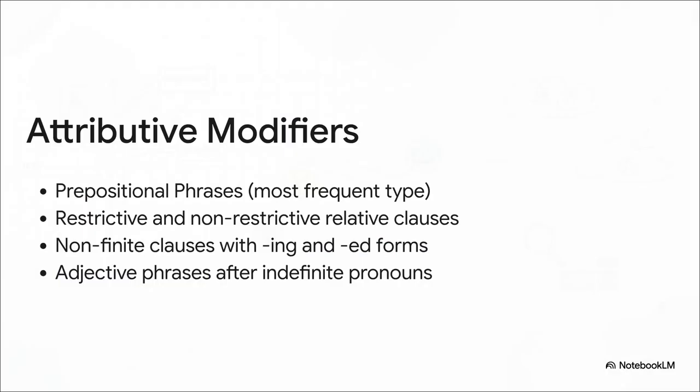Zooming out from apposition, we hit the heavier, circumstantial, and attributive blocks. Prepositional phrases are by far the most frequent type of postmodification in English. They actually occur 3 to 4 times more often than clausal alternatives. Think of phrases like the roads of China.